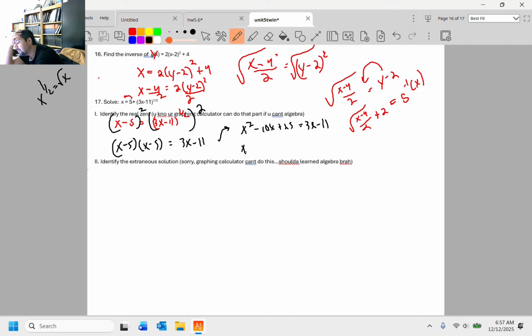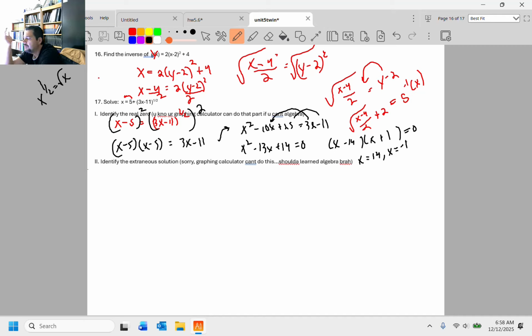We're going to set a quadratic equal to 0. So negative 10 minus 3 is negative 13x. 25 minus 11 is going to be plus 14. And will that factor? You bet your bottom dollar it'll factor. Factors of 14 that add to 13 are going to be negative 14 and positive 1. Using ZPP, x is 14 or x is negative 1.